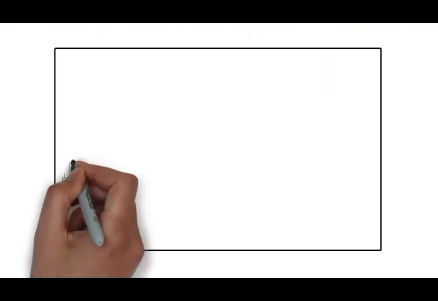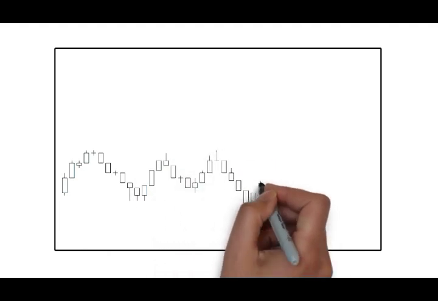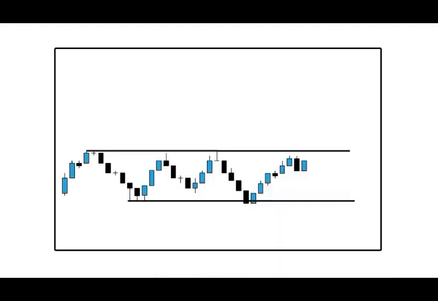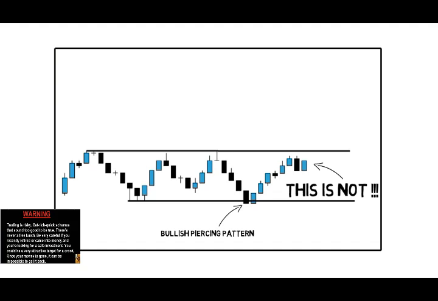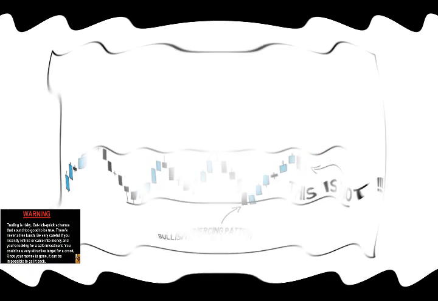As this is a bullish reversal signal, we will only look for it in a downtrend. This is a bullish piercing pattern as it comes after a strong down move. This, however, is not because it has formed during a move upwards.